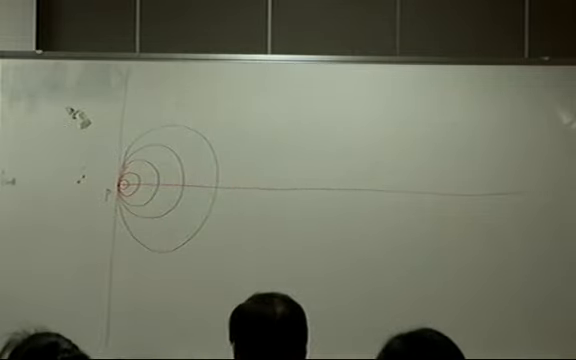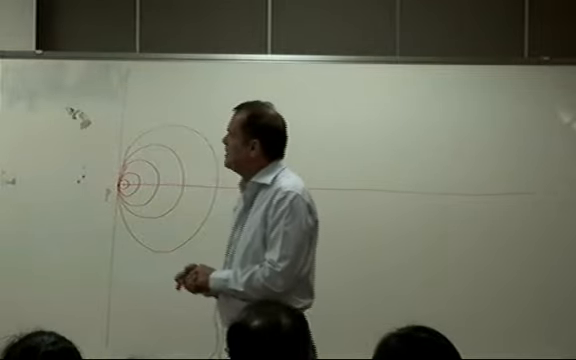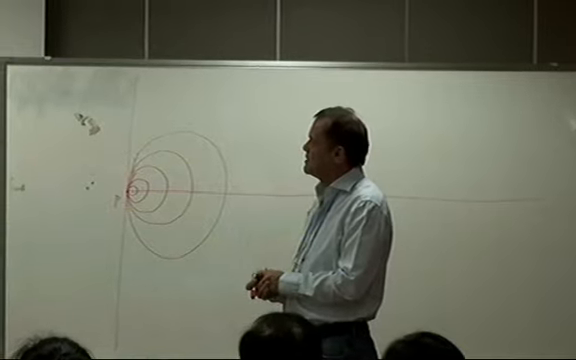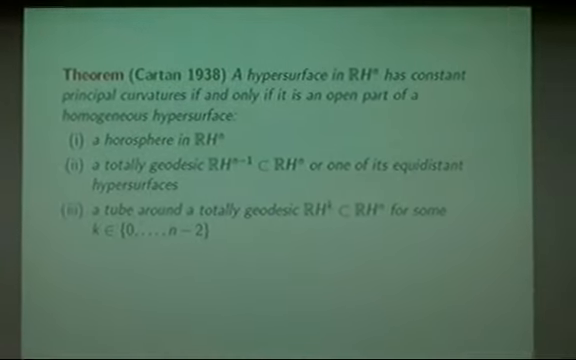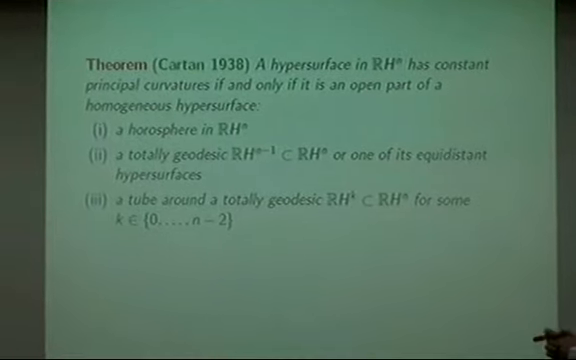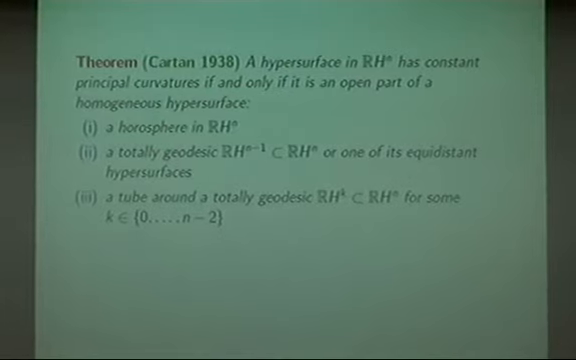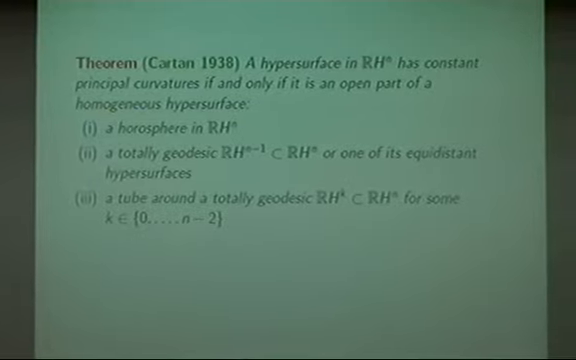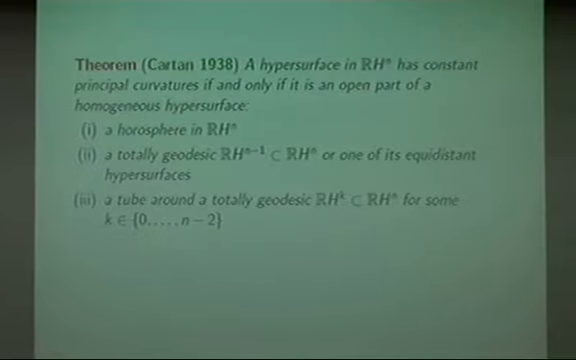What one also gets is a totally geodesic real hyperbolic plane, which of course has constant principal curvatures. All the principal curvatures are zero. Or equidistant hypersurfaces, so the hypersurfaces which have a fixed distance to a real hyperbolic hyperplane, or tubes around a higher dimensional real hyperbolic space in k-dimensional real hyperbolic space. So there are only very few of them.